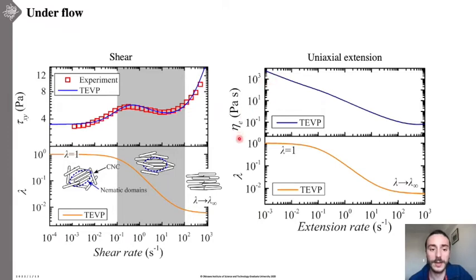And so we see that the extensional viscosity is a strong function of the extension rate, and especially is extensional thinning. This behavior is completely the opposite of what we observe in polymeric fluids. And again, lambda obtained in extension resembles pretty much the one we have shown in shear.